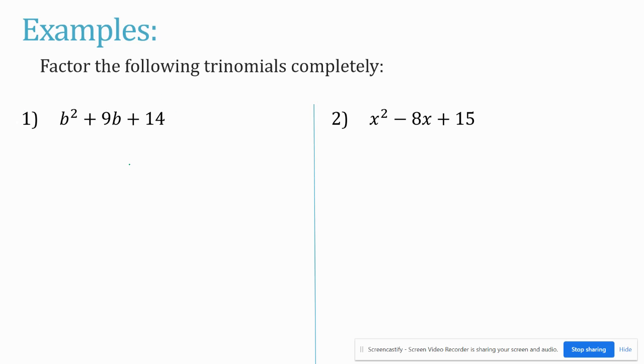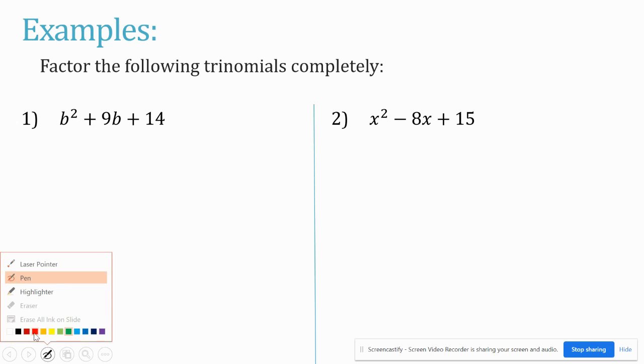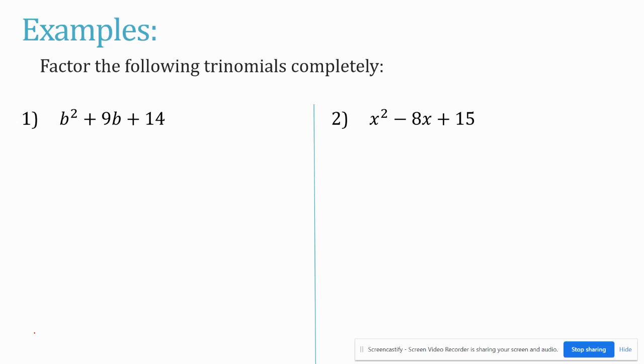Factor the following trinomials completely. So what I like to do here is, like we said before, we want to find numbers that multiply to c and add to b. So we want to find numbers that multiply to 14, so I'm going to put an m above that, and add to 9. Sometimes I'm going to refer to this as the AM method. Math is better in the AM. It's a way to remember it. But numbers that multiply to 14 and add to 9.